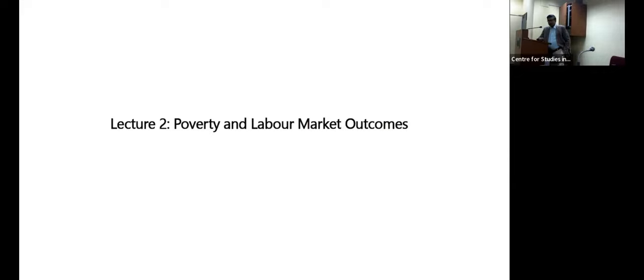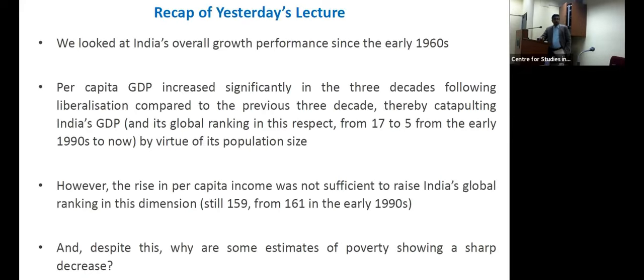Track, at least with the broad outline of what that topic has been in. So let me just get on with it. Yesterday's lecture gave a very big picture overview of India's overall growth performance.